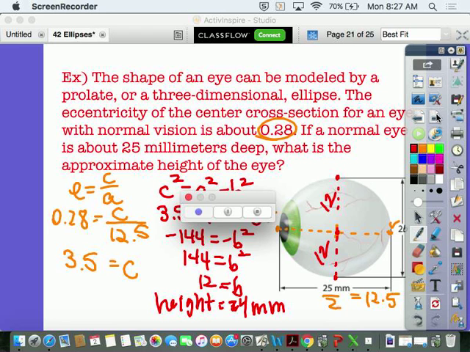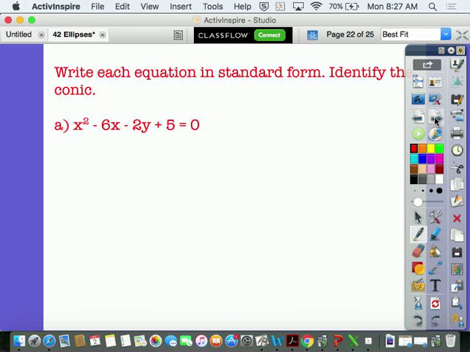That's just how you can apply a real-world situation of an ellipse. Now the last little bit is we're going to write each equation in standard form, and then identify the conic. So you know already that a lot of these you're going to end up having to complete the square, so that's what I want you to do. I want you to complete the square for every single one of these, and then looking at what you have, I want you to determine which type of conic it is. So go ahead and pause this video, complete the square. When you're ready to see the answer, press play.